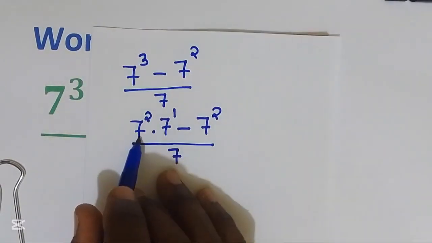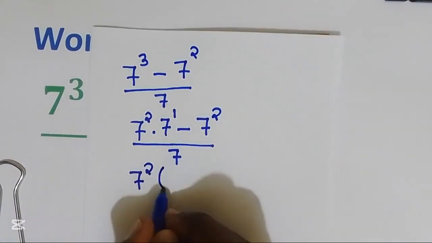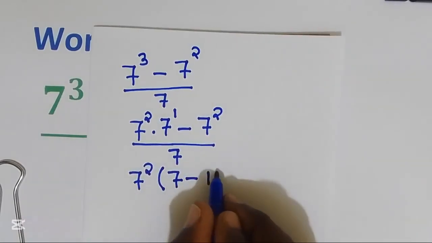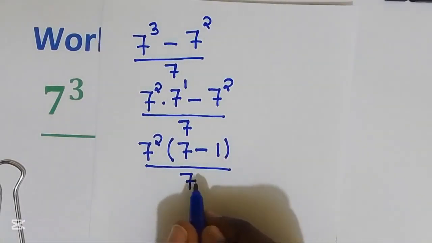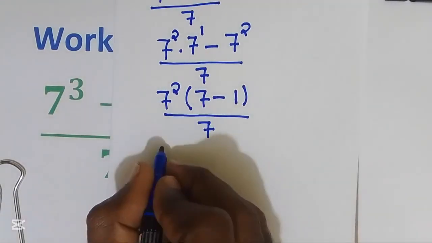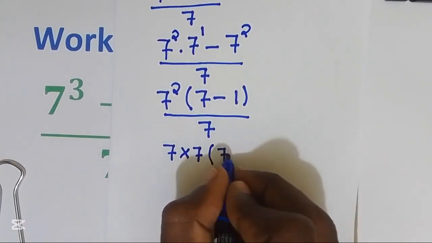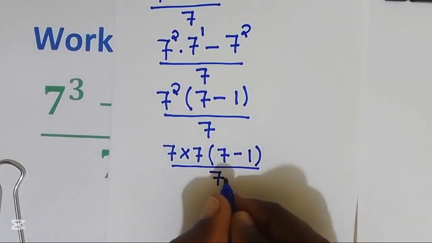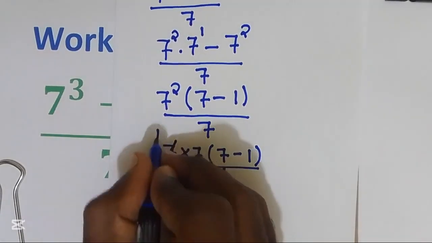I can factor out 7 squared. So 7 squared in the bracket, here we're going to remain with 7 minus 1, over 7. 7 squared is the same as 7 multiplied by 7. In the bracket, 7 minus 1 over 7. I can simplify by 7, 1, by 7, 1.